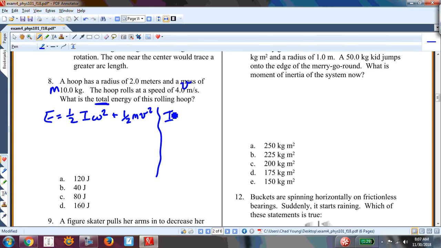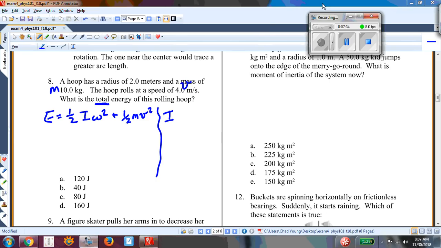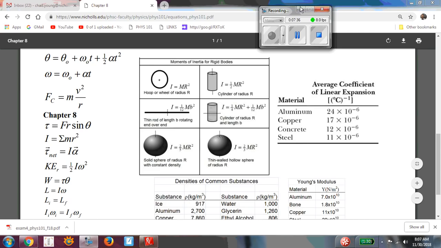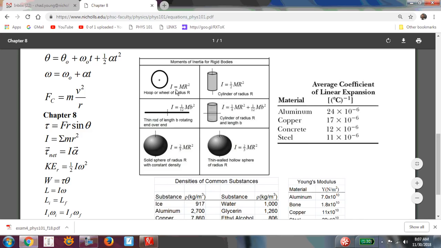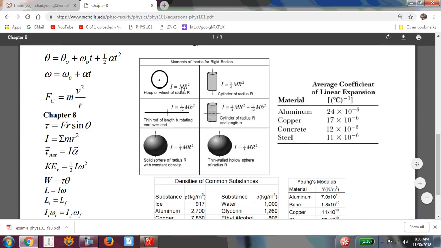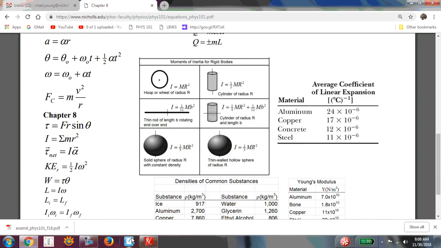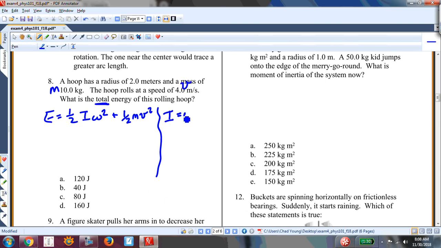If I look on my equation sheet, let me pause while I pull it down. A hoop has a moment of inertia equal to mr squared. So I will use that. I is equal to mr squared. Notice this is the same equation that we have for discrete particles, but they're two different things. One's a hoop and one's discrete particles. They're sort of similar. You can think of a hoop as a whole bunch of discrete particles all at the same radius. So I have m times 2 squared, 10 times 2 squared, that's equal to 40 kilogram meter squared.